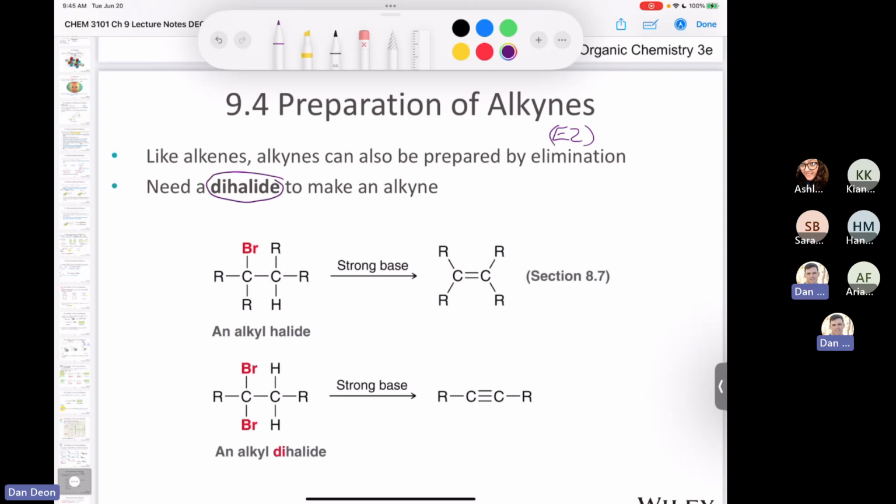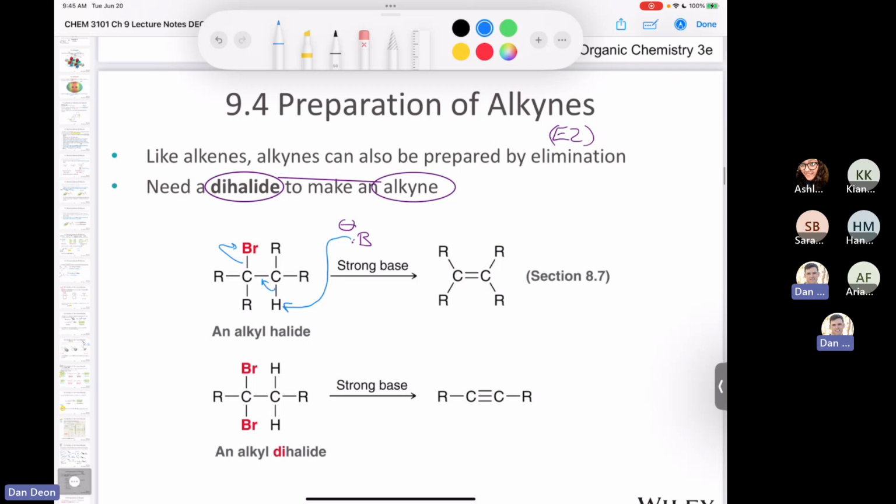Okay, so I want you to keep that in mind. You've got to have a dihalide in order to make an alkyne. If you just have a regular old halide, like this one here, this is one halogen, then you can use a strong base to make an alkene. So let's say you have a base here. I'll just write some generic base like this. What it's going to do is it's going to do an E2 reaction. You're going to abstract your proton, form your double bond, and lose your leaving group. There's nothing really new here.